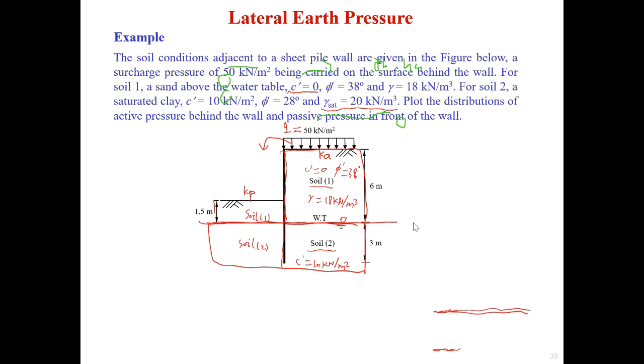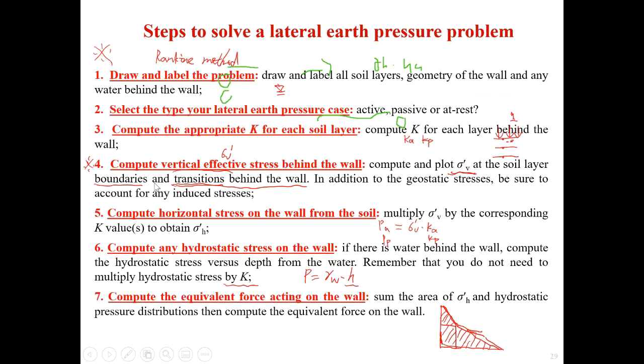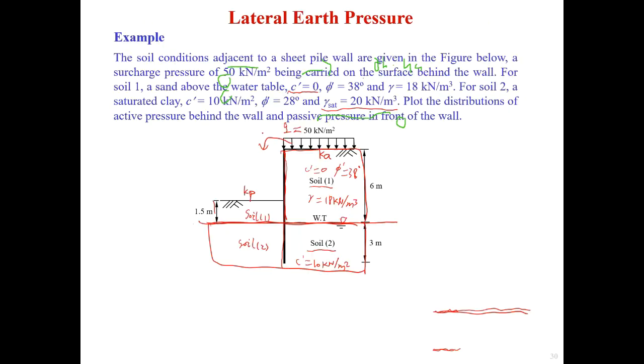Are we given 0.24 and 0.36? No, you won't be. You have to calculate. That's the step you have to follow. You have to calculate the Ka and Kp. The friction angle of the soil is given, then you are able to easily calculate the Ka and Kp accordingly.